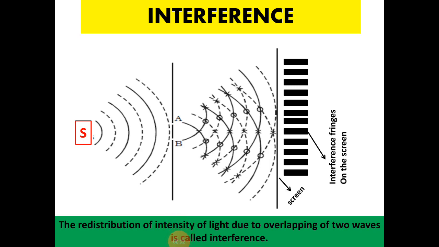Welcome you all. Today we are going to discuss interference. Interference is one of the properties of light. Light from a source spreads out in the form of waves. The light waves of the same wavelength are known as monochromatic waves.